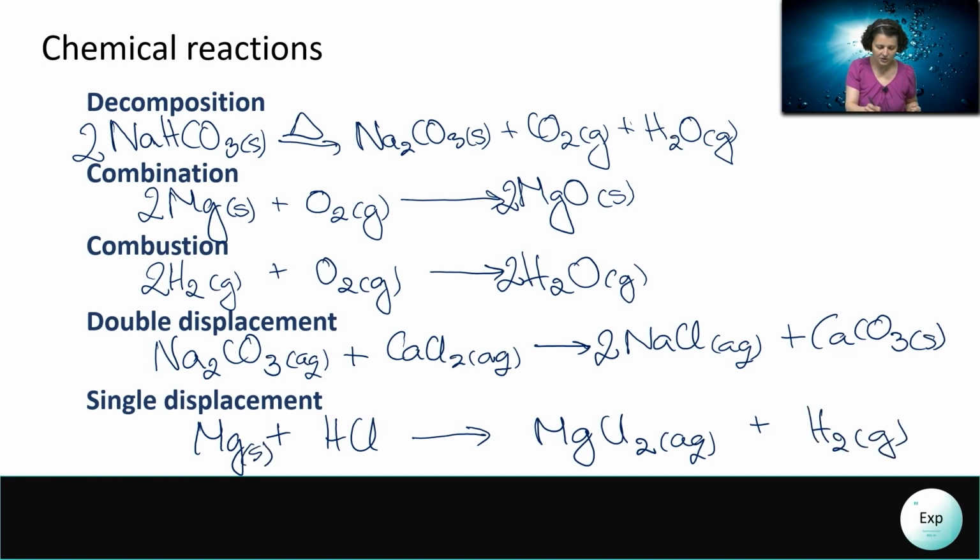Magnesium by itself is a solid, and hydrochloric acid is usually found as an aqueous solution in the lab. To balance this equation, we will put a 2 in front of the hydrochloric acid, and with that, all the atoms are accounted for on the two sides of the equation.